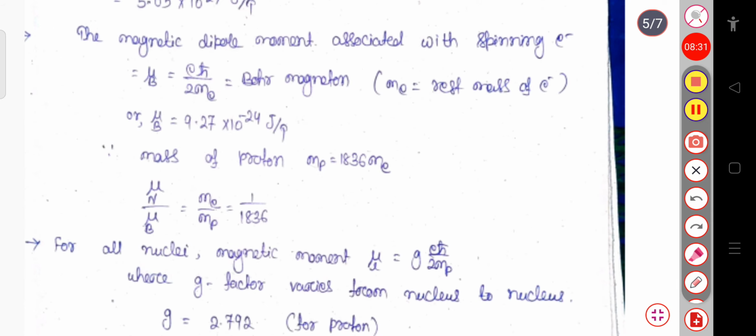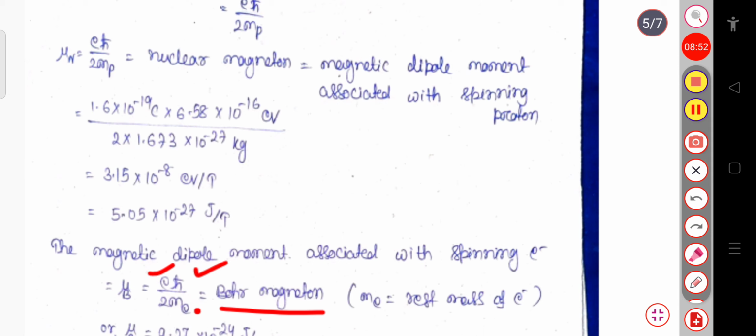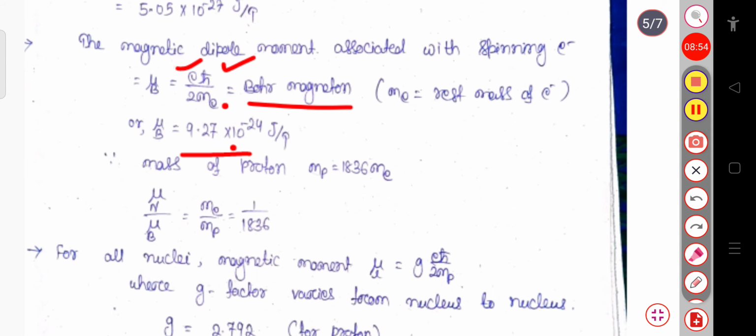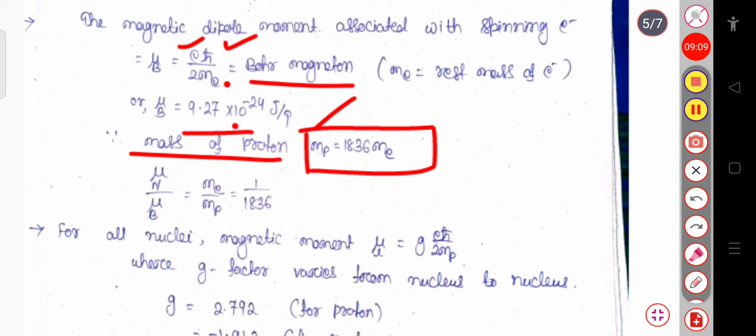So mu B is the Bohr magneton, and its value can be written as 9.27 into 10 power minus 24 joule per Tesla. Simply if you substitute the values of E, H bar and Me, that is the mass of the electron, 9.1 into 10 power minus 31 kg, like this. Here we also substituted the value for the mass of the proton. So we get 9.27 into 10 power minus 24 joule per Tesla. Now we know the mass of the proton MP is equal to 1836 times Me.